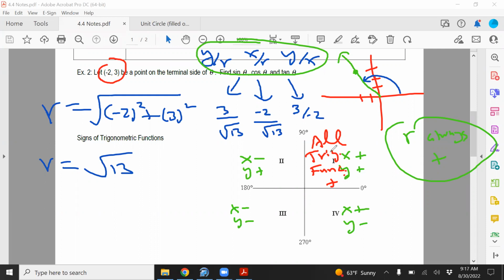Now for the second quadrant, only sine and cosecant are positive.